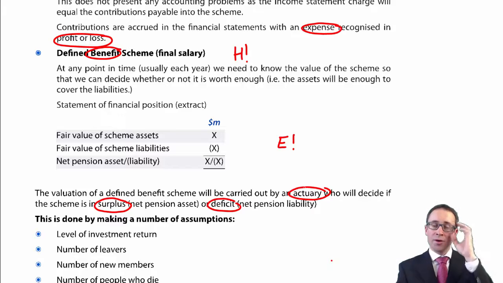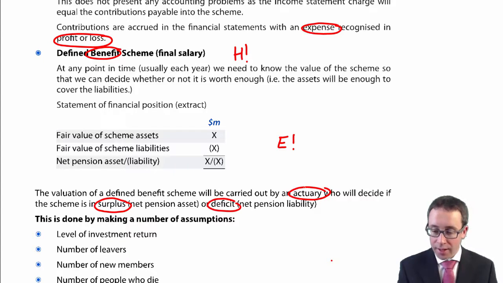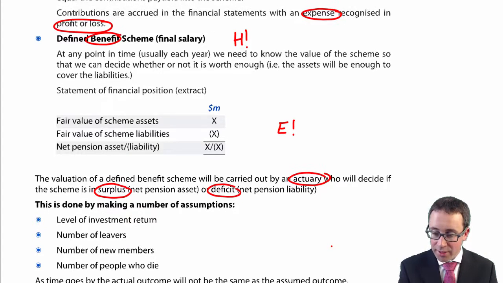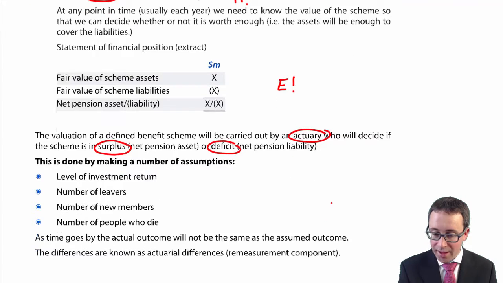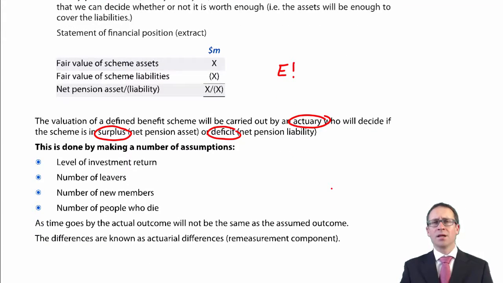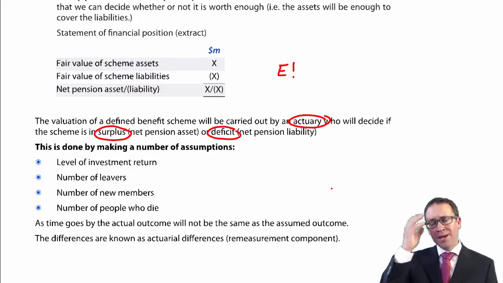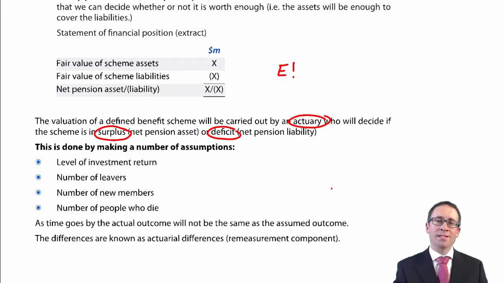That's from an actuary. So you're training and studying to be a chartered management accountant, so a professionally qualified accountant. An actuary is a professionally qualified pensions valuer. Okay. And what they go through and do is that they provide you with the information, the value of the assets, the value of the liabilities.